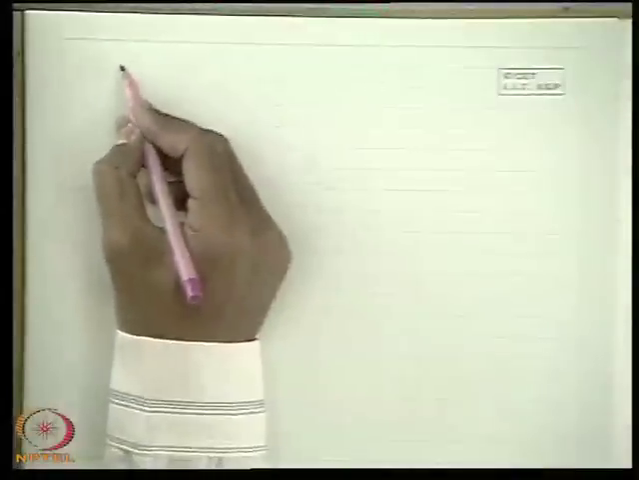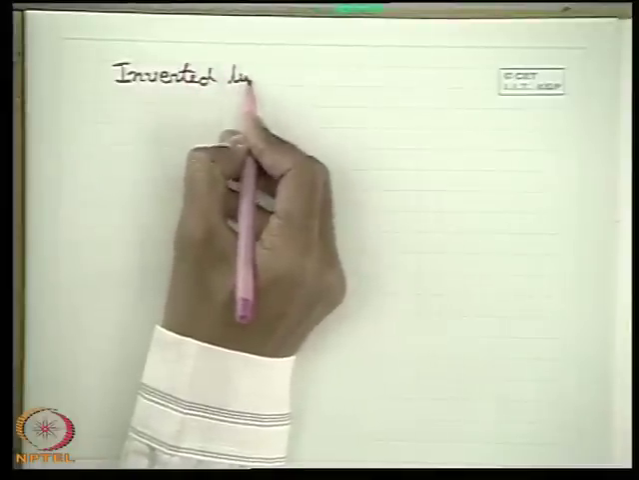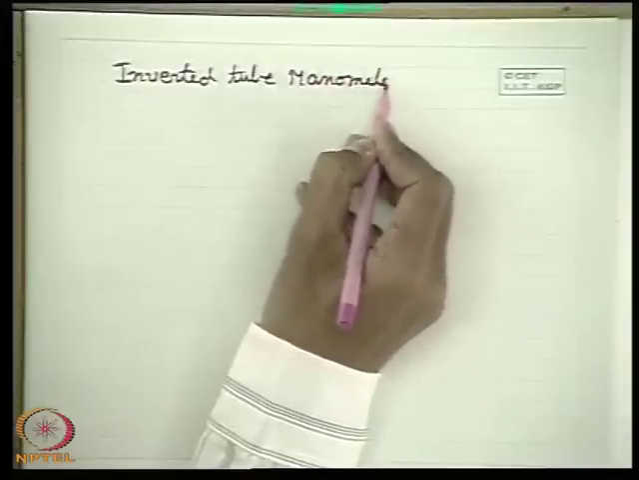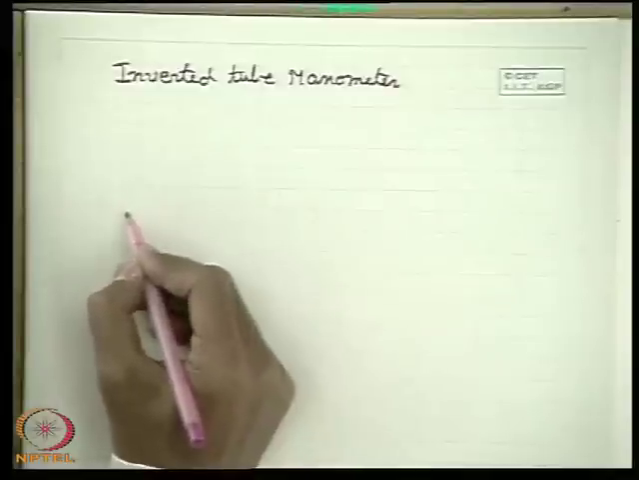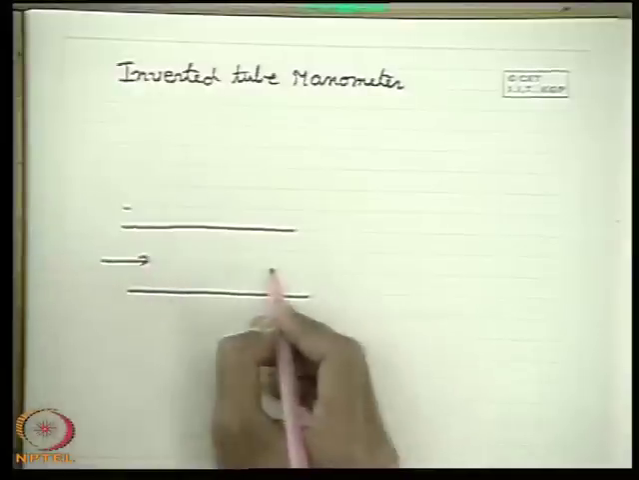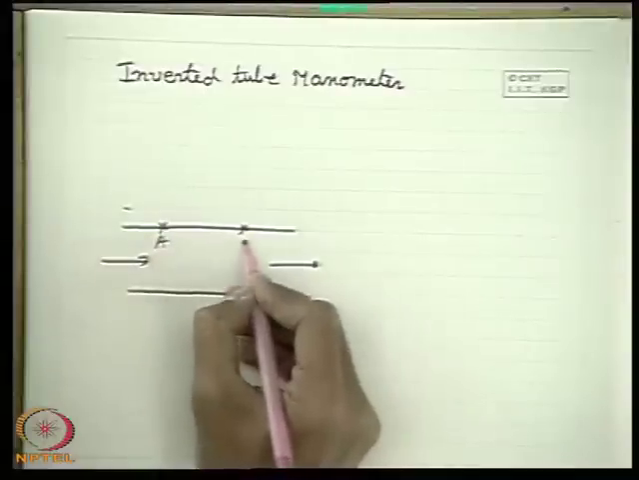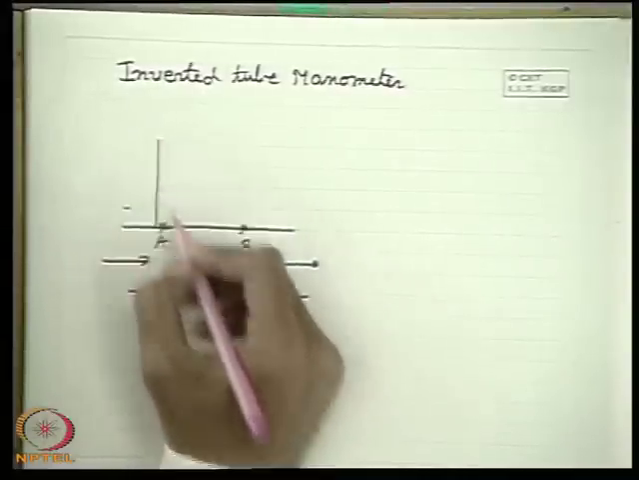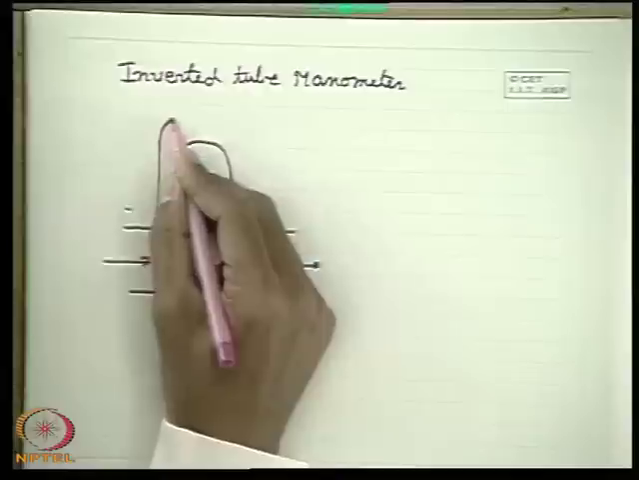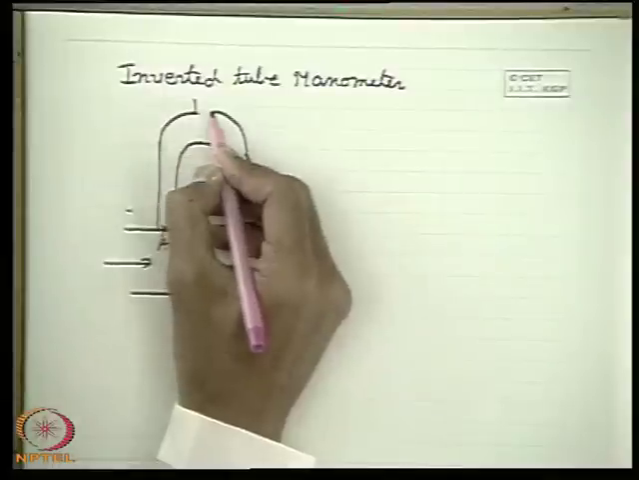This is one which is known as the inverted tube manometer. What is an inverted tube manometer? In this case, consider a horizontal pipe with fluid flowing through it. What do we do if we want to measure the pressure difference between 2 points A and B? The inverted tube manometer is placed in an inverted way. There is a valve.